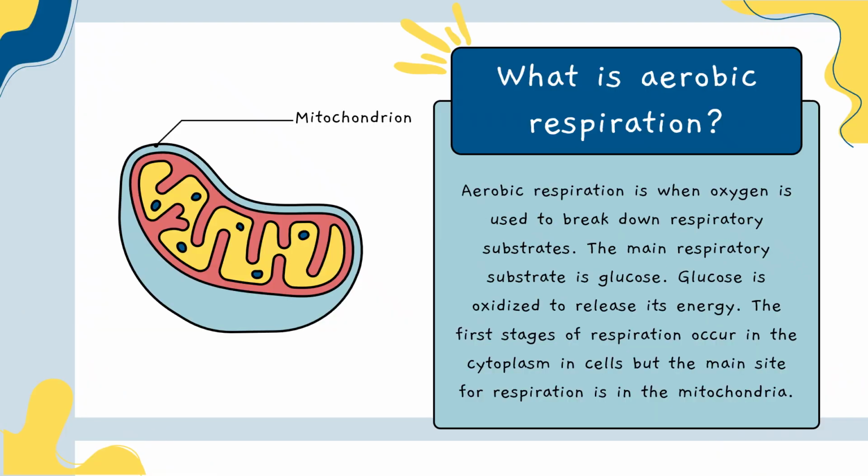So what is aerobic respiration? Like I already mentioned, oxygen is present and it is used to break down the substrates that are needed to help the process continue. What substrate am I talking about? Sugar. Glucose, it's broken down, and the energy that is contained within its chemical bonds is released. The first stage of respiration happens in the cytoplasm, but then it moves into the mitochondria.